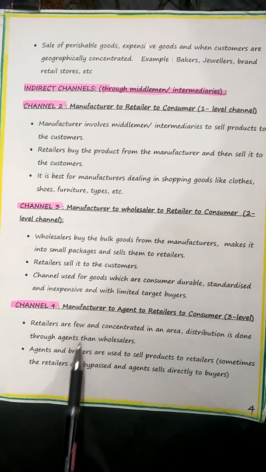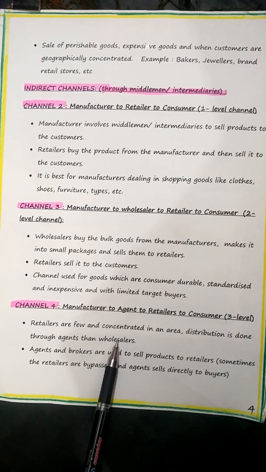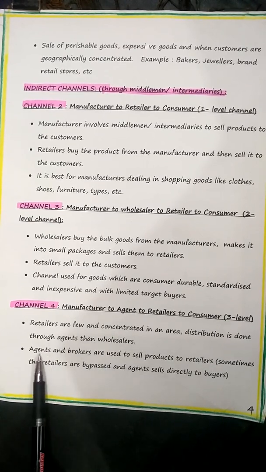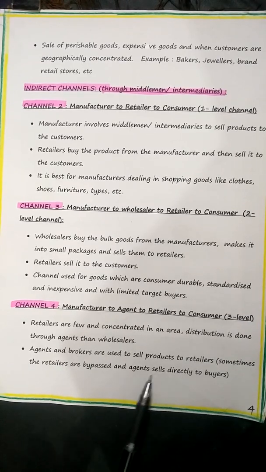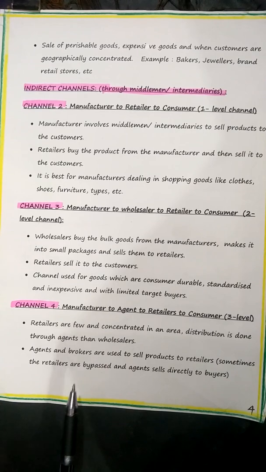Distribution is done through agents. When retailers are few, distribution is done to agents rather than wholesalers. We don't take wholesalers, we take agents in the place of wholesalers. Agents and brokers are used to sell products to retailers. Sometimes the retailers are bypassed and agents sell directly to the buyers.